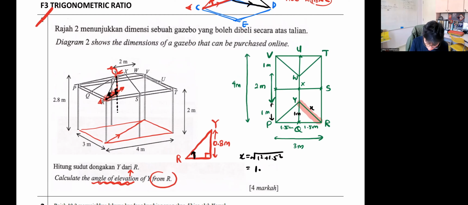We will get 1.803. You can put 2 decimal points, 3 decimal points, I'll put more. Okay, so after you get this one, then I put here 1.803.